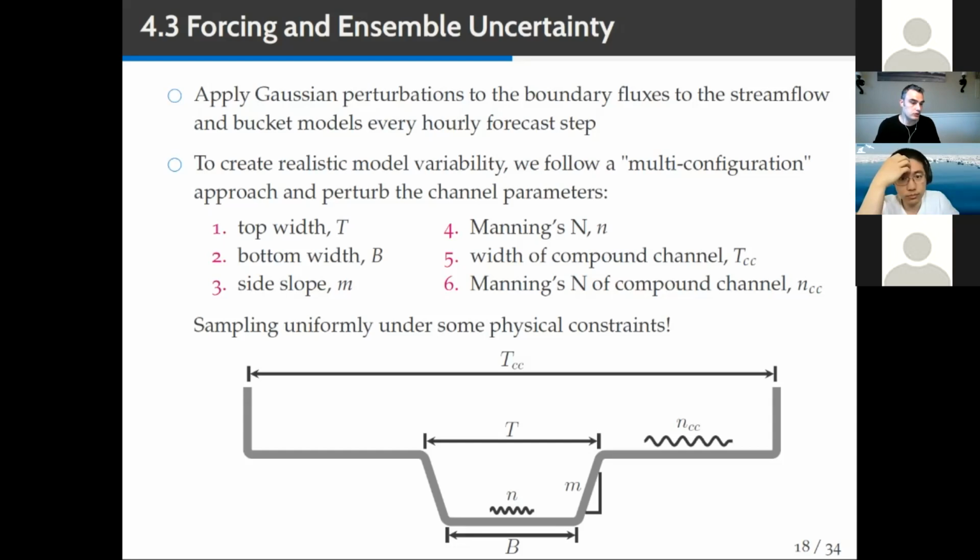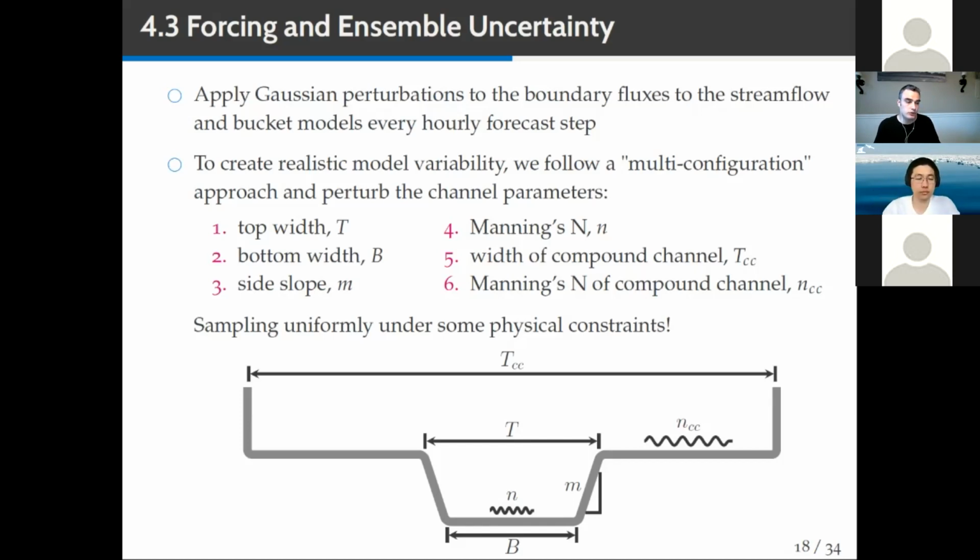Like the top width, bottom width, different Manning coefficients. All of the members have different values for these parameters, again, in order to create some realistic model variability. We don't estimate these parameters, but we keep them uncertain, because really these are uncertain and we are not sure what the channels look like. And as you can see, this is a compound channel, so it's not one level, but rather a 2-level channel.